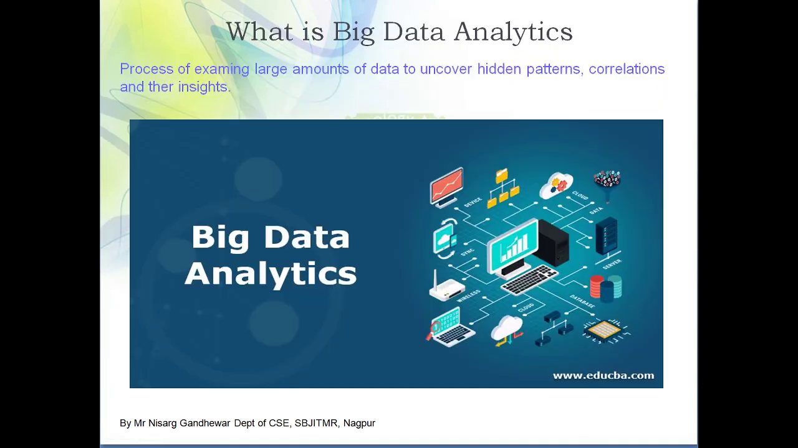Then what is big data analytics? Big data analytics is a process of examining a large amount of data to uncover hidden patterns as well as correlations and insights. That means the main role of big data analytics is to extract the patterns. We need to find the pattern from a huge amount of data.